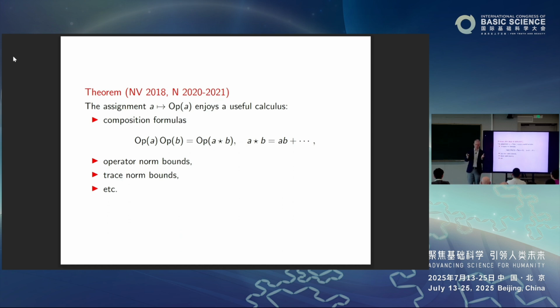If these operators were literally multiplication operators, then this would be an exact identity just involving the first term. It's not quite, so there's a little correction term, but we can keep track of that correction term and then make proofs out of that. And we can control the other things that you'd expect, like operator norm bounds and trace norm bounds on these things.